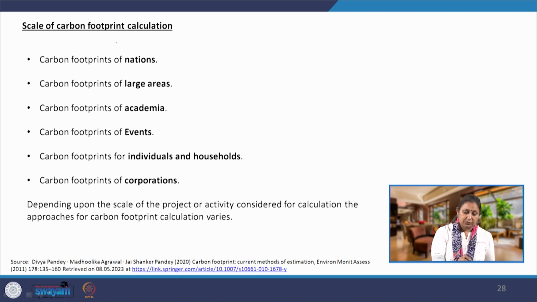One more thing before we close: we can use carbon footprint calculation for varying scales and different entities, starting from individuals going all the way up to nations. When the scale gets bigger, we will switch to ecological footprint. This is what we are going to do with carbon footprinting. So, this is all in this lecture.